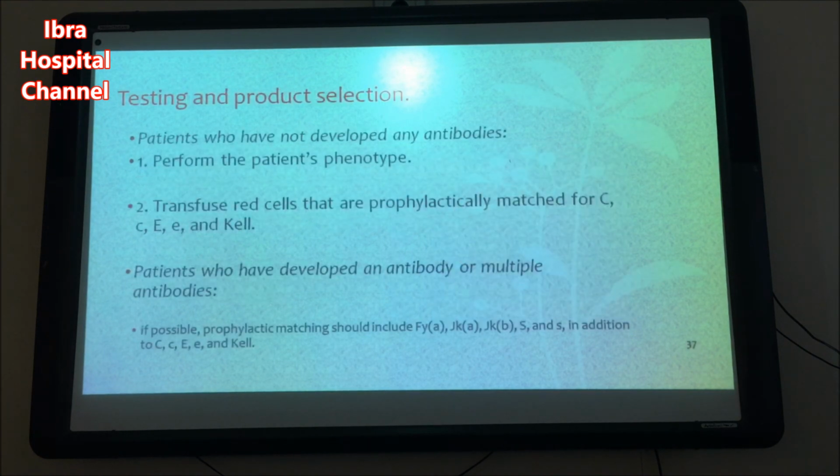What we need to do, as I said, currently we are transfusing prophylactically matched for big C, little c, big E, little e, and Kell. It's very useful to do the patient's phenotype. All sickle cell patients should be phenotyped at the first visit. Patients who have developed an antibody or multiple antibodies, you give the RH matched, and in addition you either give extended phenotype match or you give antigen negative in addition to the RH matched.